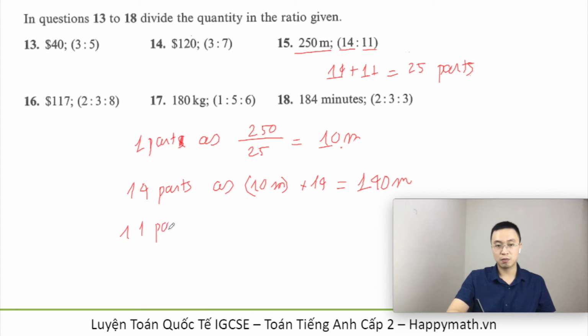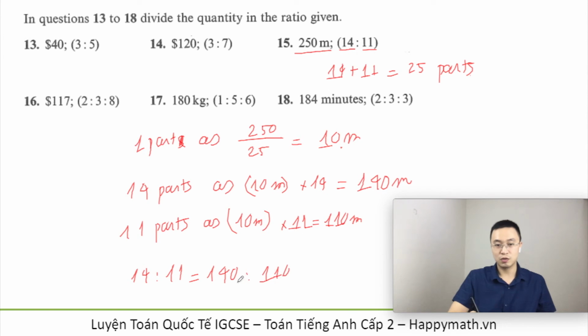11 parts is 10 meters multiplied by 11, and it becomes 110 meters. So 14 over 11 corresponds to 140 and 110. Okay, here the unit is meters. Okay, that is question 15. It's the same thing, but quite easy, right?